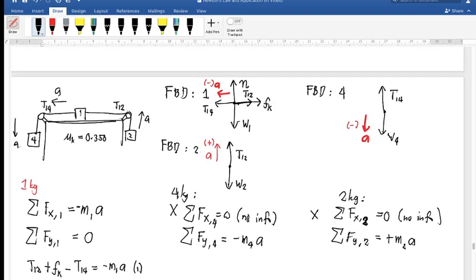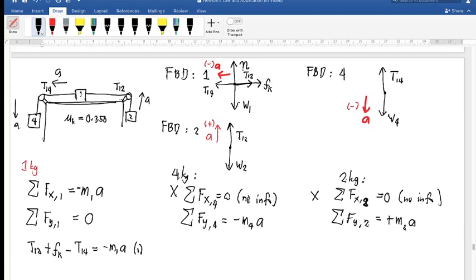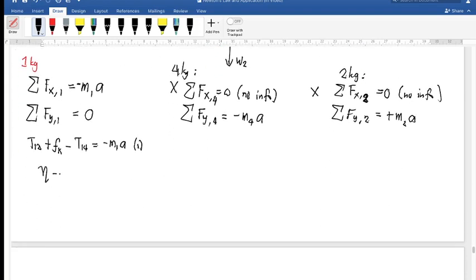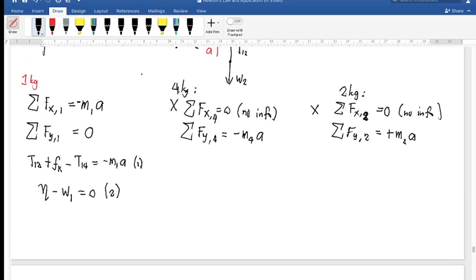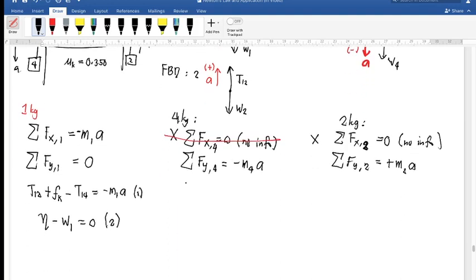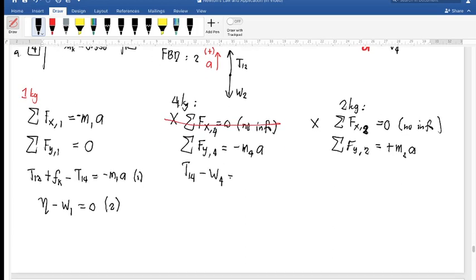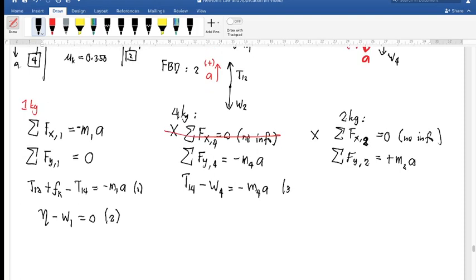How about the summation of forces along y? For the 1 kilogram, we just have N, the normal force, minus the weight of the 1 kilogram, equal to 0. This could be our equation number 2. Then for the 4 kilogram, we get nothing from the x forces, so just proceed to the forces along y. Based on our coordinate system, that is T14 minus the weight of the 4 kilogram, equal to negative M4A. So this is equation number 3.